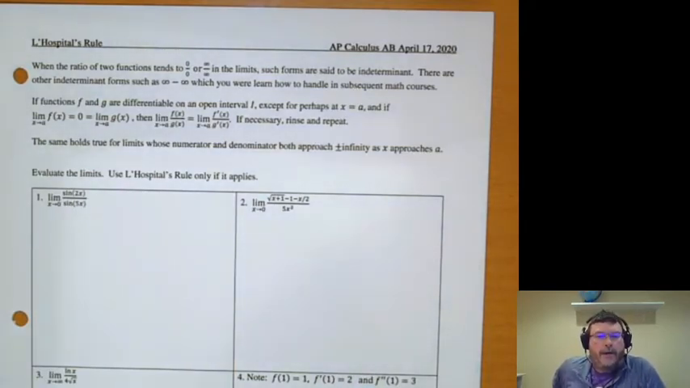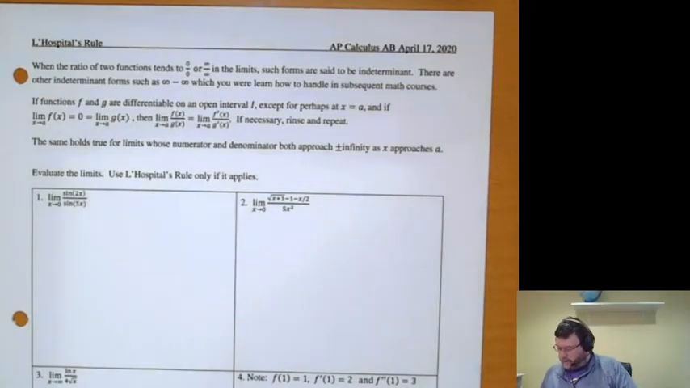So what we're looking at is we have to take the limits of the numerator and denominator. This is not taking the derivative. We're not going to use the quotient rule. This is using limits, okay?